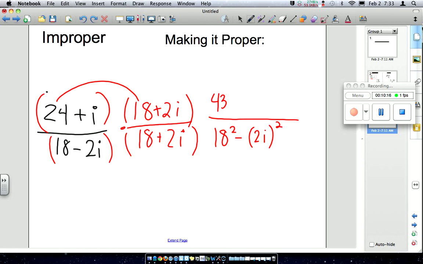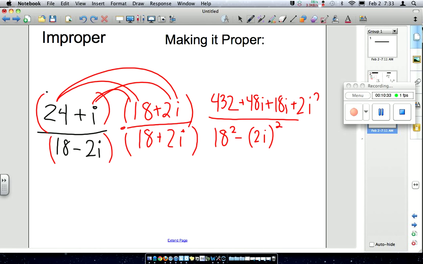432, 24 times 2i, 48i, i times 18, 18i, and i times 2i, 2i squared. So it looks like I'm going to have, on the top, 432 plus, let's see, altogether I have 66 i's. And then, remember, this i squared turns into a negative 1, so it's really going to be a negative 2.